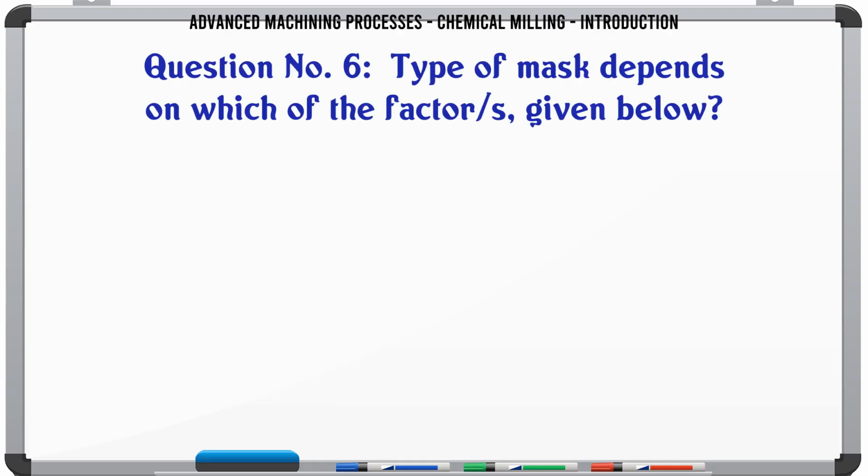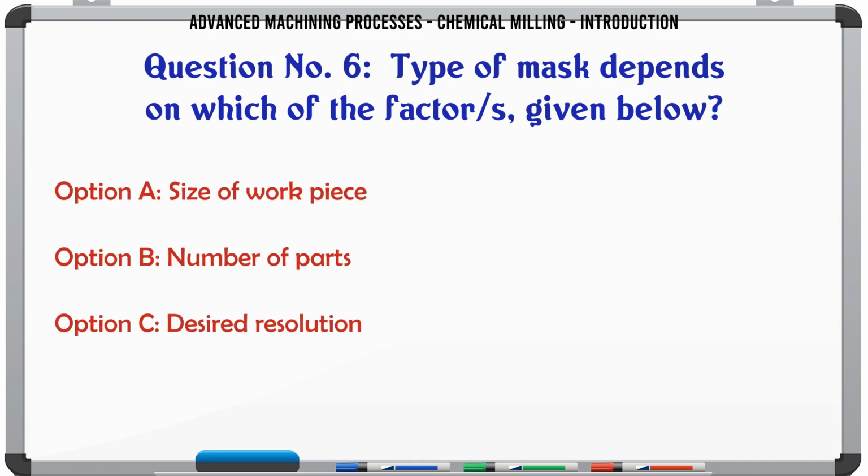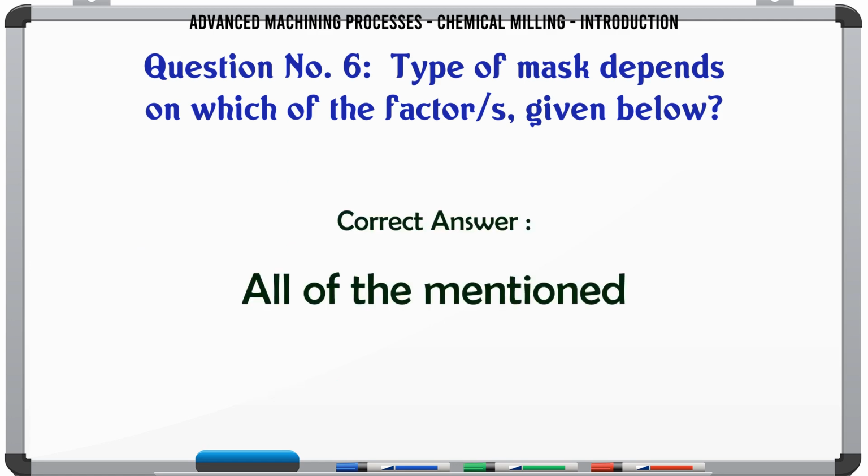Type of mask depends on which of the factors given below? A. Size of workpiece. B. Number of parts. C. Desired resolution. D. All of the mentioned. The correct answer is all of the mentioned.